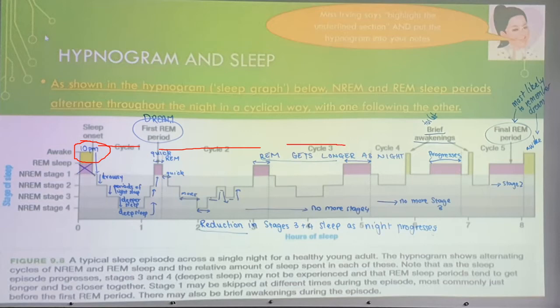As the night progresses, NREM stages get smaller, but the REM gets bigger. So you can see here that the REM is quite small on this one, but it gets bigger as the night progresses. Right? You might also have periods where you wake up. So these ones here, and that might be because you are going to the toilet perhaps, or maybe you've heard a sound and then all of a sudden you've woken up.